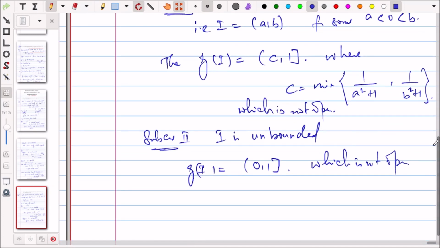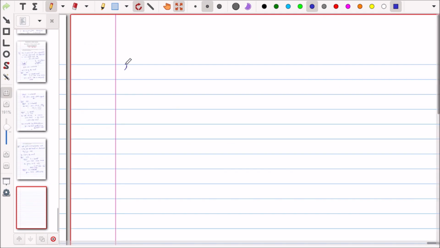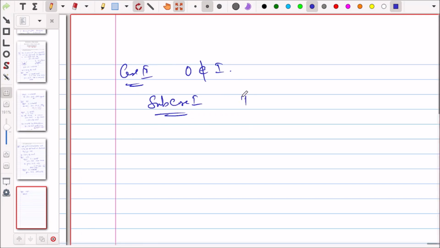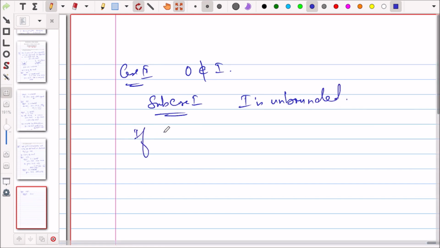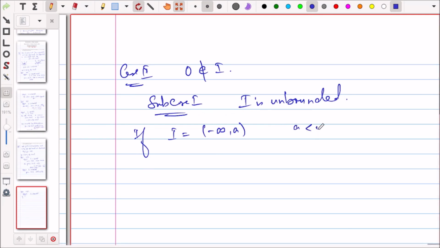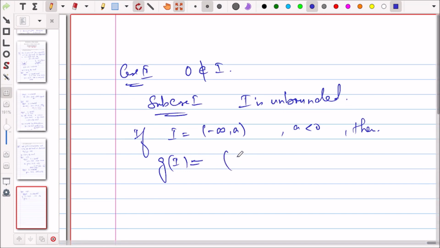Now we will take the case when 0 does not belong to I. Case 2: 0 does not belong to I. Again we have two subcases. Subcase 1: I is unbounded. Again we have two possibilities. If I is equal to minus infinity to a, where a is less than 0, then g of I will take all the values from 0 to 1 by a square plus 1, which is open.